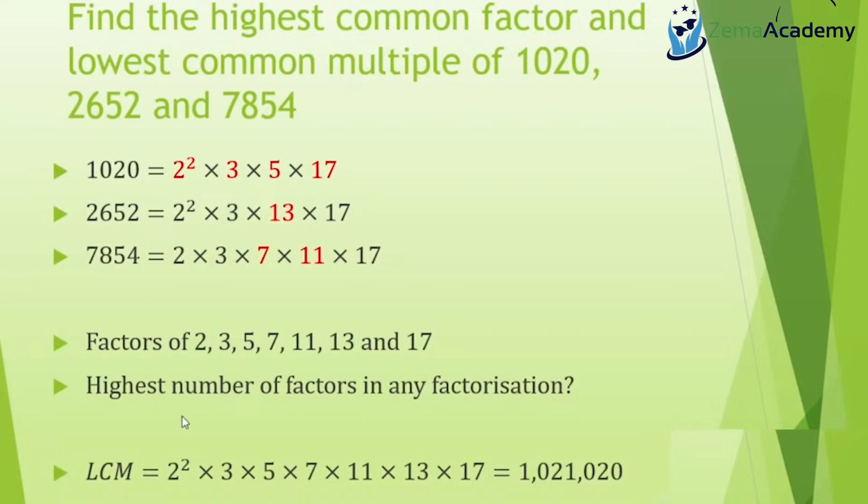So I calculate the lowest common multiple by multiplying 2 times 2 times 3 times 5 times 7 times 11 times 13 times 17, which gives us 1,021,020. And that's how you do one of the more complex findings of highest common factor and lowest common multiple.